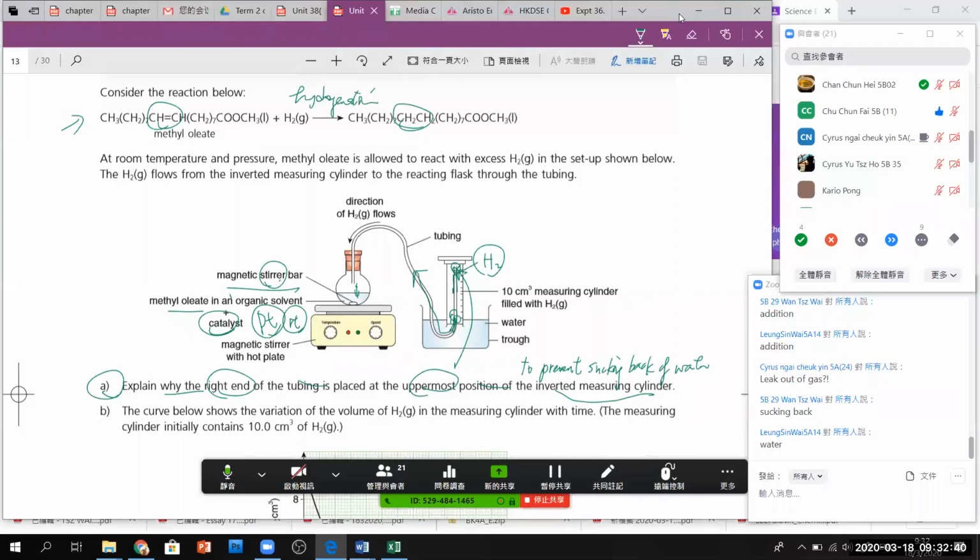So in order to prevent that from happening, you are going to put the tube at the topmost position and wait until the water level rises. Okay? Do you understand?